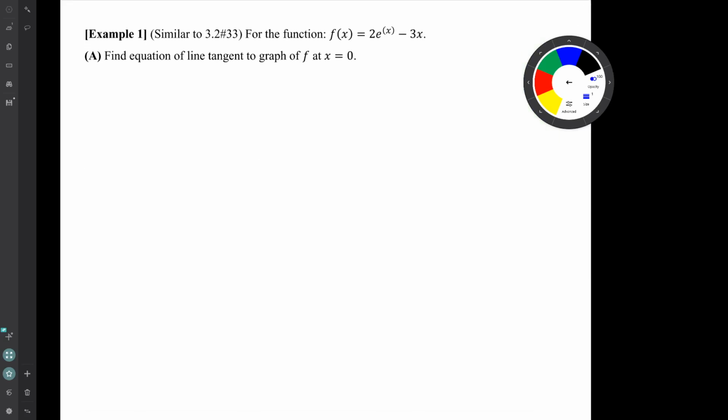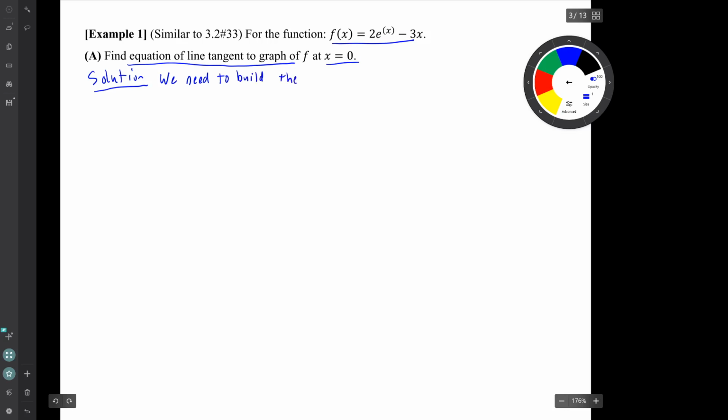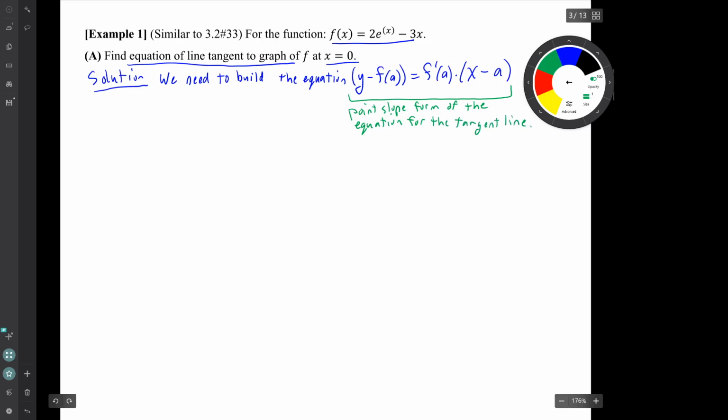Our first example is a tangent line problem. Find the equation of the line tangent to the graph of this function f of x at x equals 0. Well, remember the strategy for solving tangent line problems. We start by writing down what we are going to do. We are going to build the equation for the tangent line. We'll start by building the point-slope form of the equation for the tangent line, this big equation.